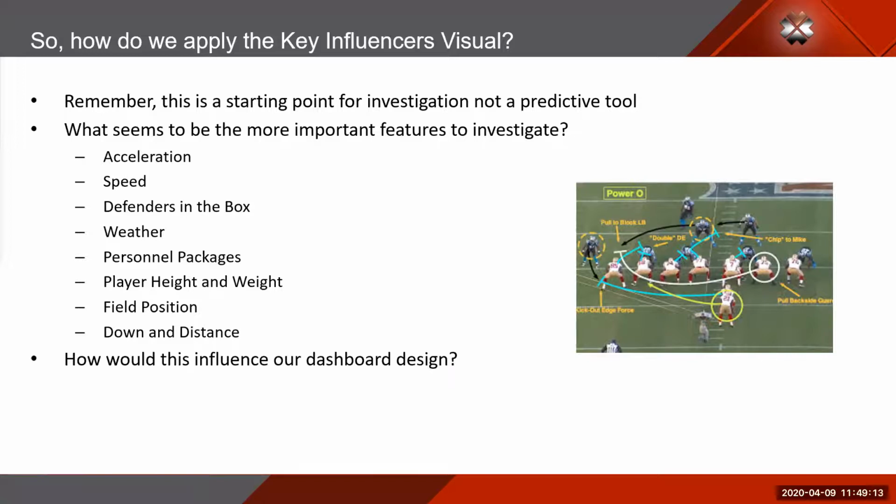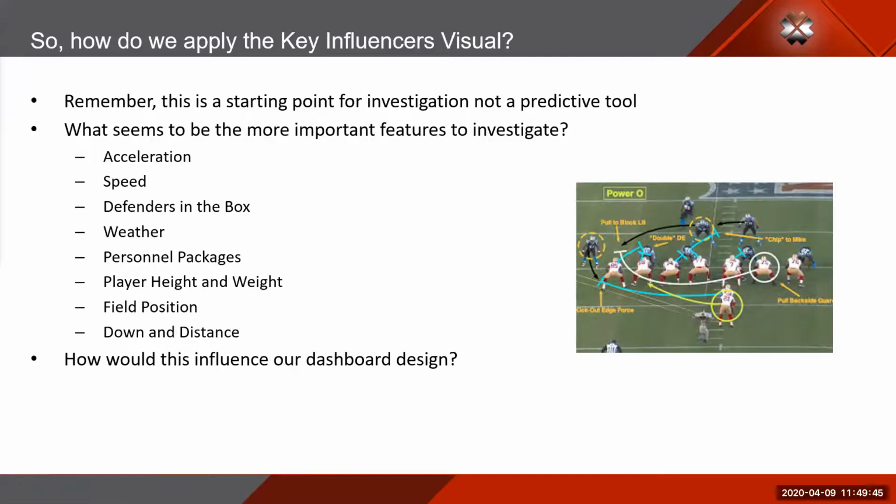We summarized our data with the key influencers visual, and we found out really what are the influential columns that really drive how long or short a run is going to be, right? So we found things like acceleration, speed, the defensive alignments, the weather. That both is interesting and makes sense, right? How your offensive strategy, how big you are, right?